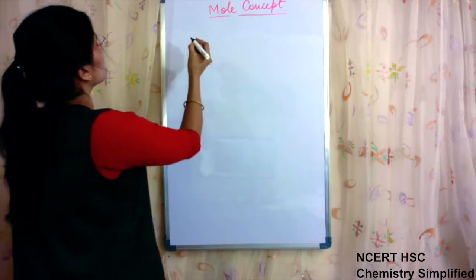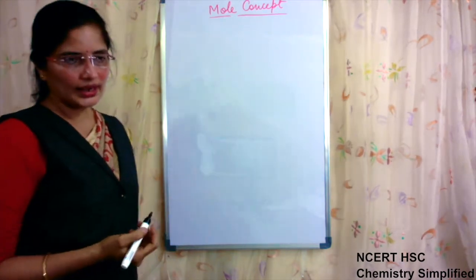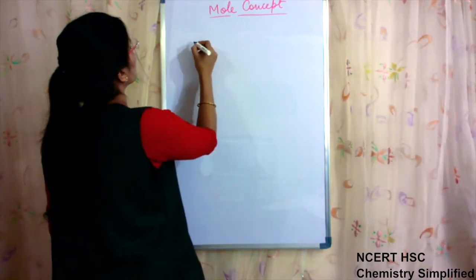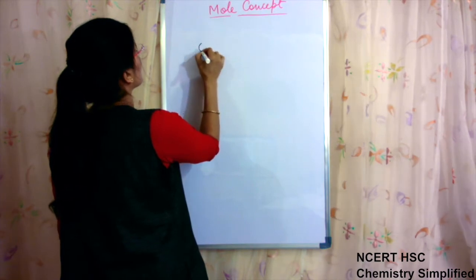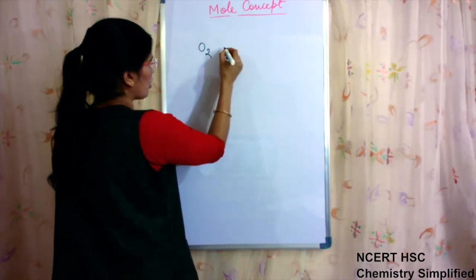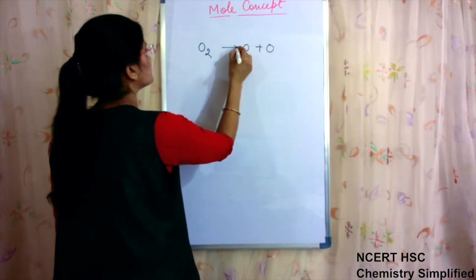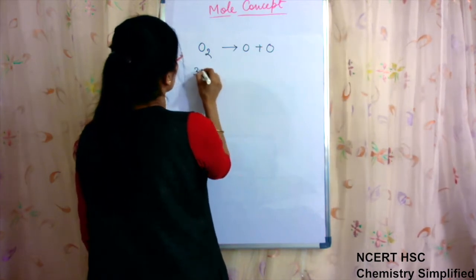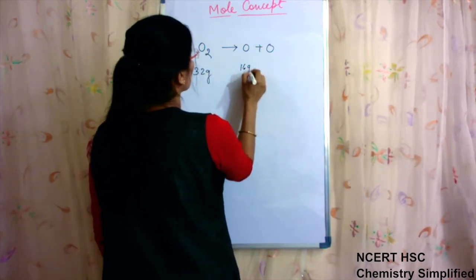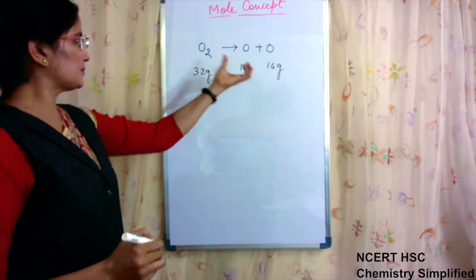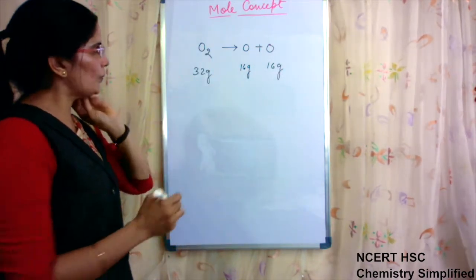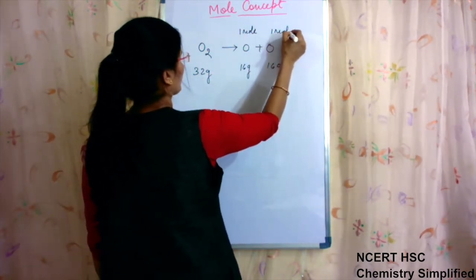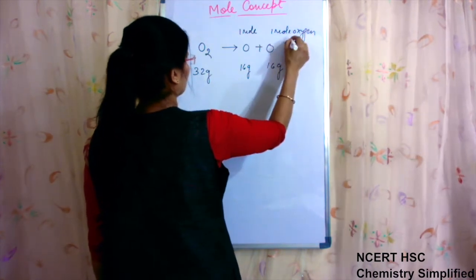Now, as I told about the atoms, atomic mass is actually equal to 1 mole of a substance. Now, suppose a molecule is formed. O2 is formed actually from 2 oxygen atoms. Oxygen is 16 grams, this is 16 grams, O2 is 32 grams. 16 grams and 16 grams, both of them combine to form the O2 molecule. Now, this is 1 mole oxygen atom. This is also 1 mole oxygen atom.